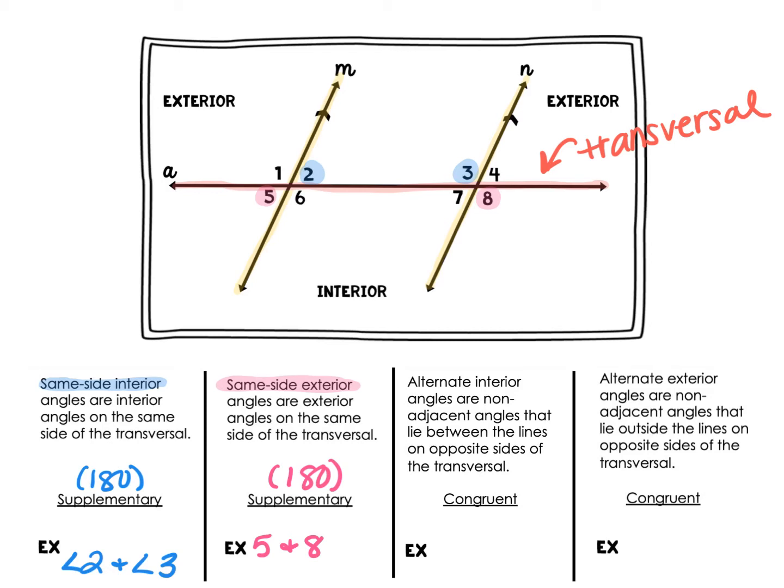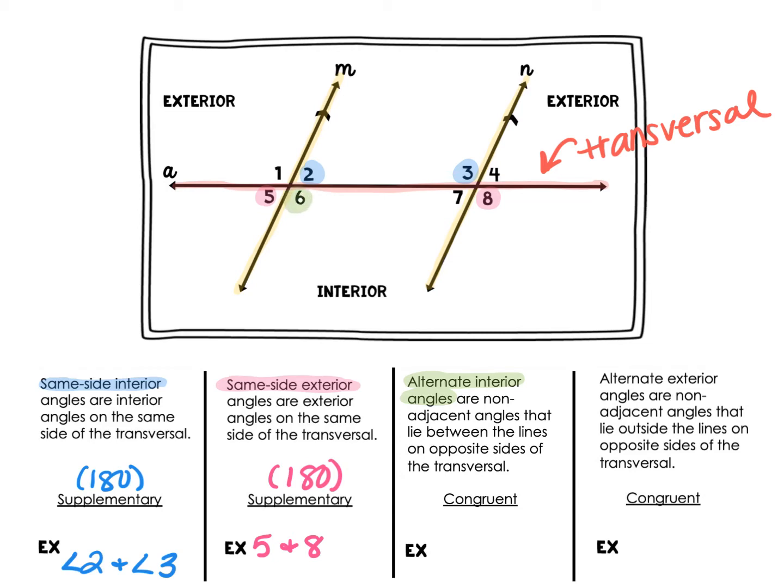Next, we're going to be looking at alternate interior angles. Now, alternate here means opposite, and interior means inside. So we're looking for angles that are inside the parallel lines, but on opposite sides of the transversal. So looking at our angles inside the parallel lines, we've got 2, 3, 6, and 7, and we want one on top and one on bottom.